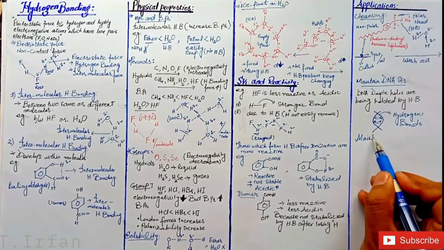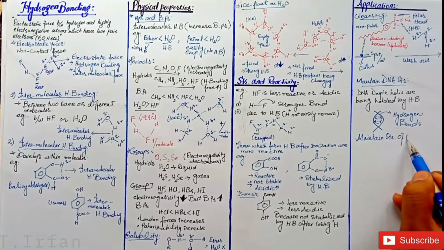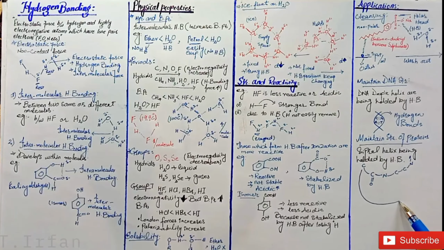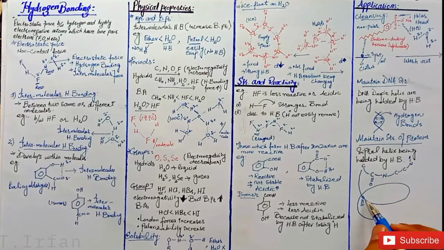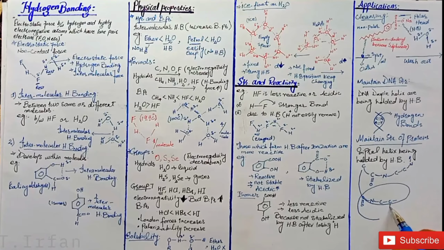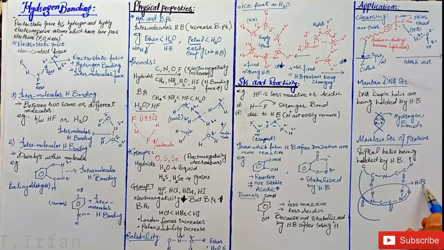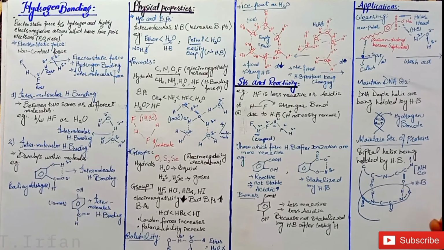Hydrogen bonding exists in proteins. This is also an important part of living organisms. Proteins are polymers of amino acids, or long chains of amino acids. These long chains of amino acids, or proteins, are spiral, and these spiral shapes of proteins are held by hydrogen bonding. Actually, the amino acids or proteins have carbonyl and amino groups, which form hydrogen bonds and maintain the structure of proteins.